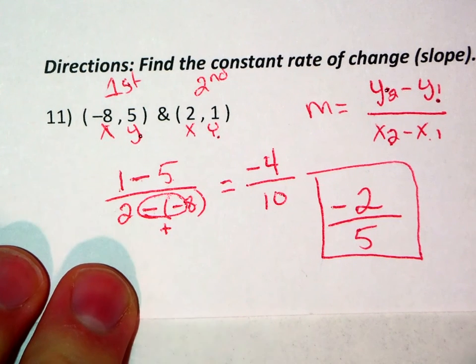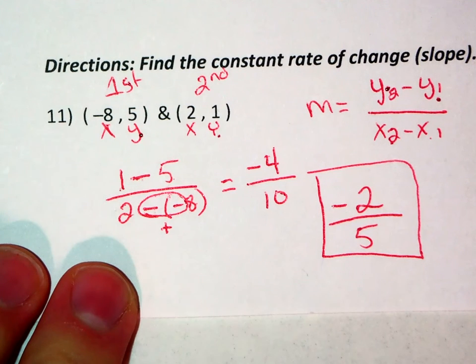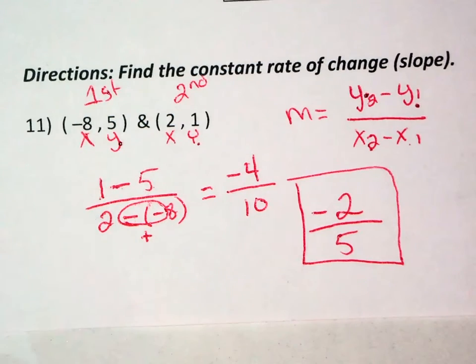Hopefully you can tell me something about a graph. If you were to graph a line with a slope of negative 2/5, you should have a descending line. If you were looking at it from left to right, it would go down on the bottom right-hand side of that coordinate plane.